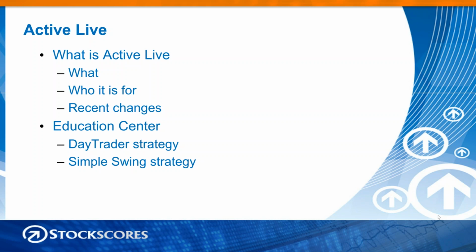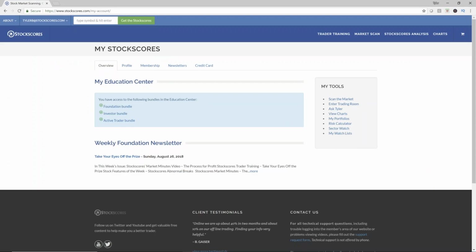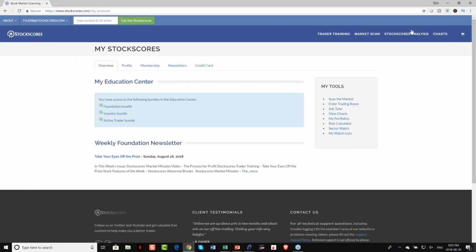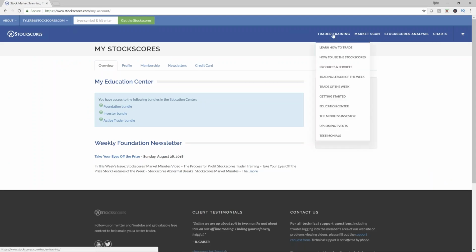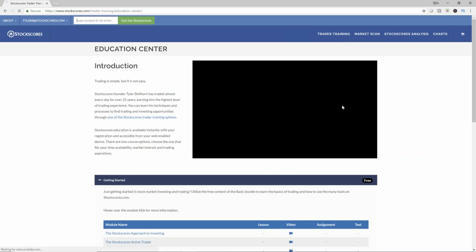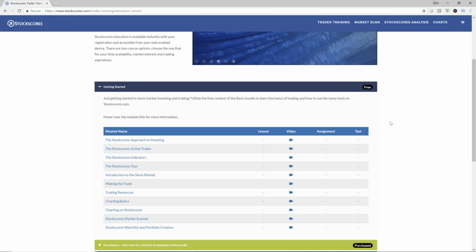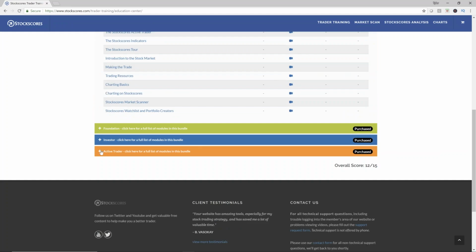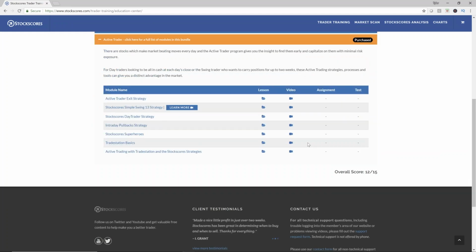Let's jump into the Education Center just very quickly, just to remind everyone where all of this information is located. So I'm in the Stockscores website. I go to the Education Center. I'm not going to go over the rules of the strategy today. I want to keep this presentation relatively short and focused on the Active Trader Live service. But the rules for the strategy are all here.